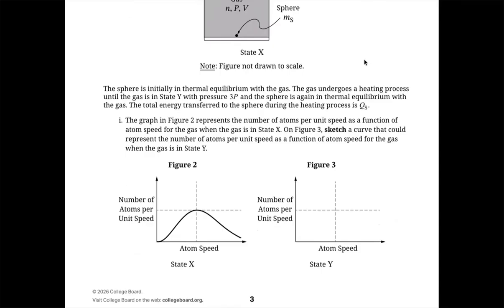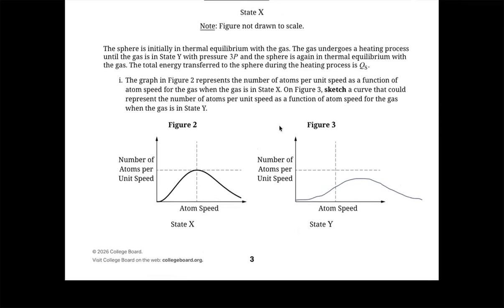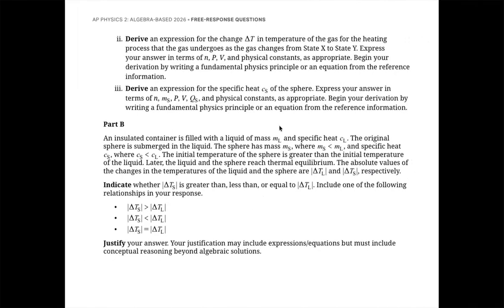So I would imagine the graph for state Y at the higher temperature should look something like this, where the distribution is a little bit wider. The average speed is a little bit faster since it's the higher kinetic energy on average for each gas atom. And then you should have a little bit more of a distribution on the spread. So, all right, on to the next part.